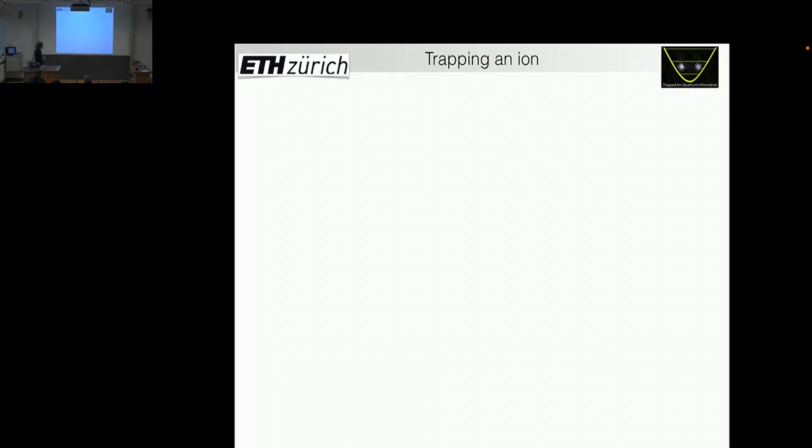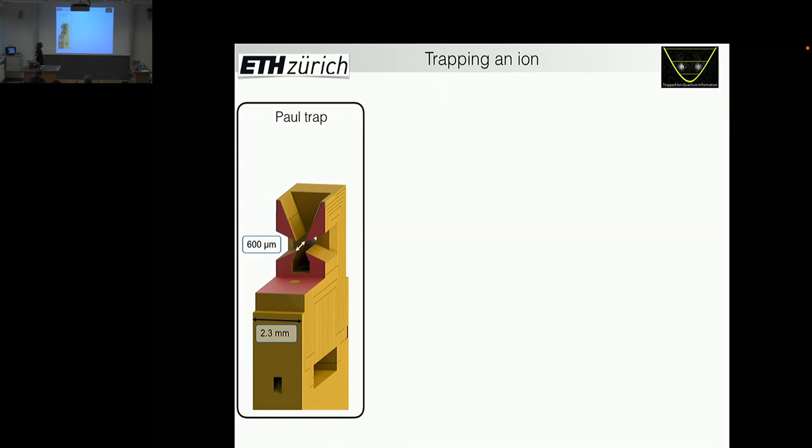But first, we need to get some ions. Ions are positively charged particles, and for example, let's take calcium plus. That's what I do in the lab, and we build these ion traps. An ion trap is roughly this size, like my thumb. Picture my thumb. This is as big as my thumb.